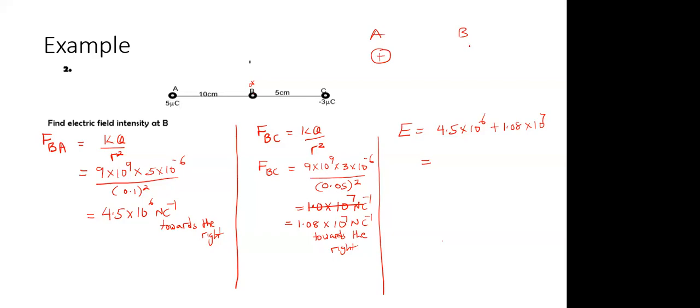Teacher, B is positive. Why? Teacher, I'm not sure. Yes. Now, since we are finding electric field intensity, we say that electric field intensity is that force that is experienced by one positive charge. So that's where it comes from. So whenever they tell you to calculate electric field intensity at that point, it is always positive. Are you getting it? Yes, teacher. So that's why it is positive.